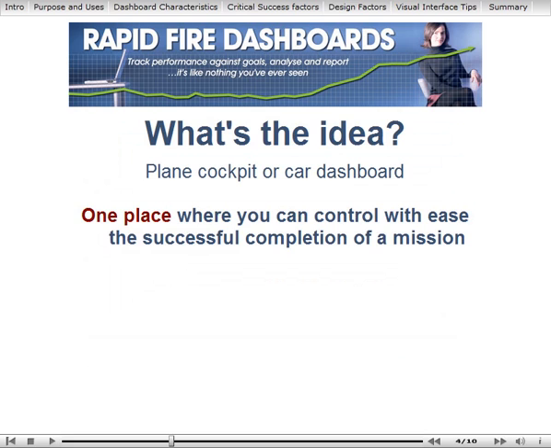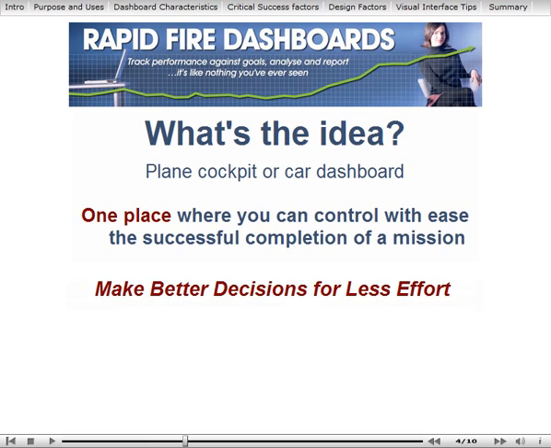So where did this idea of a dashboard come from? Well, really it's like the plane's cockpit or the car's dashboard, the one place where you can control with ease the successful completion of a mission. The real idea is to make better decisions for less effort and to present or tell a cohesive story on how the business is performing.